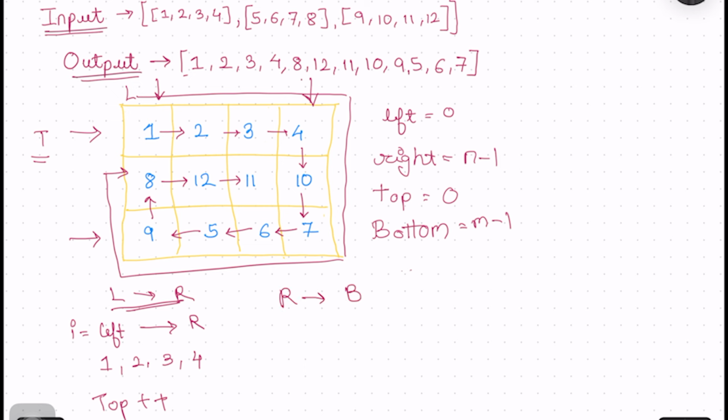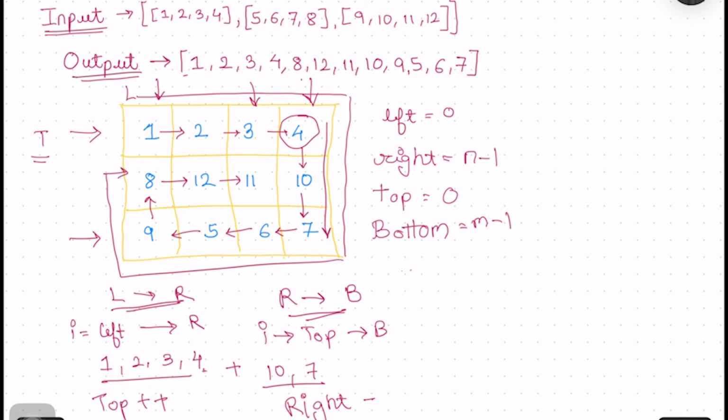Now we have to traverse from right to bottom. I have already covered the last element of the first row in the first loop, so in the next loop we'll start from top and go to bottom. This will give me 10 and 7 just. After that I'm not going to come back to this column, so I'll shift my right pointer and decrement it. My right will be decremented.